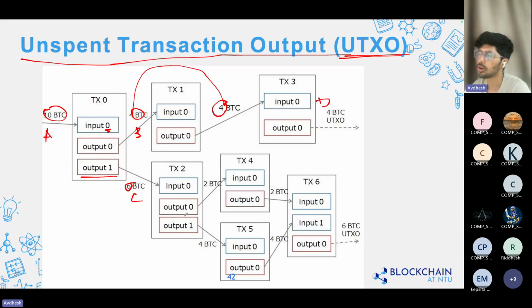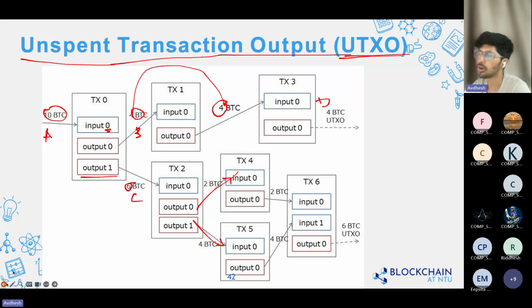And you can see here as well, if you have two outputs and you want to send to two persons, one output will go to this block and the other to this one. As you can see, 2 plus 4 will again be 6. So you can say that there can be two cases here.